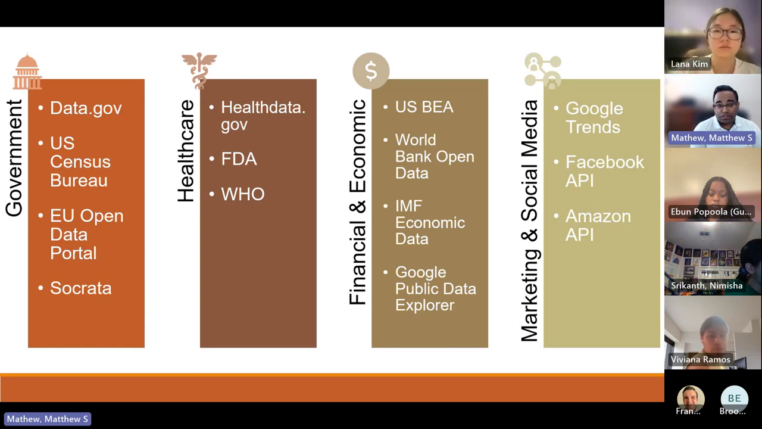My recommendation is data.gov. If you want government data, it's really great. If you want census data, the US Census Bureau is also a good source. Healthcare.gov is great for healthcare data. Google's Public Data Explorer is great for financial and economic data. And if you're more into social media or marketing, Facebook's API or Google Trends are really great sources.